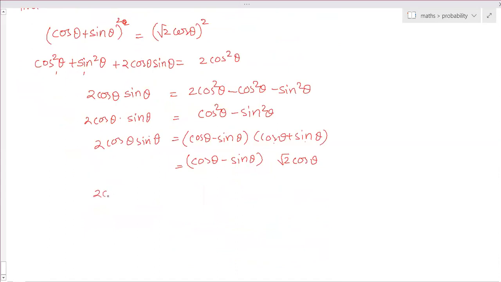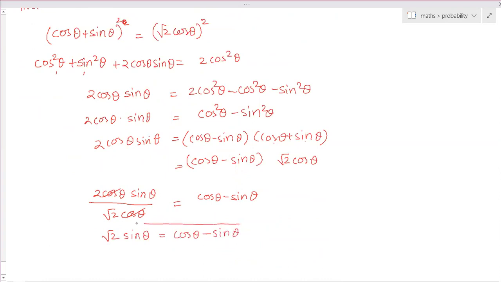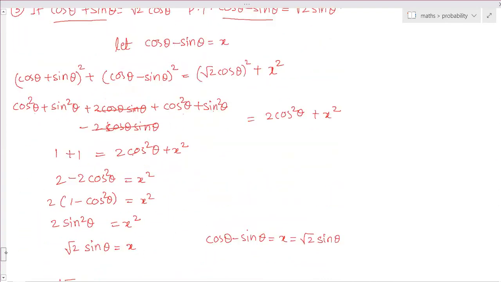So it is 2 cos theta sin theta divided by root 2 cos theta is equal to cos theta minus sin theta. So cos theta cancels. 2 by root 2 is root 2, into sin theta is equal to cos theta minus sin theta. So these are the two methods.